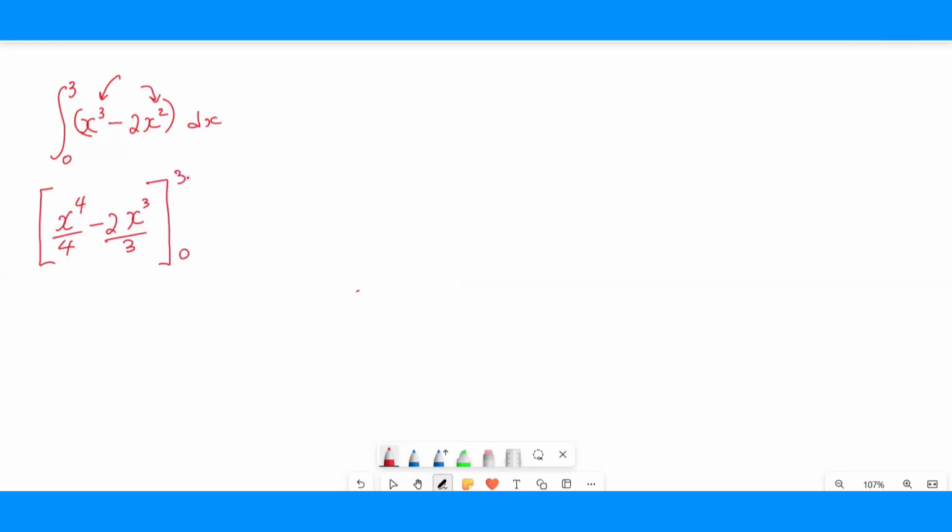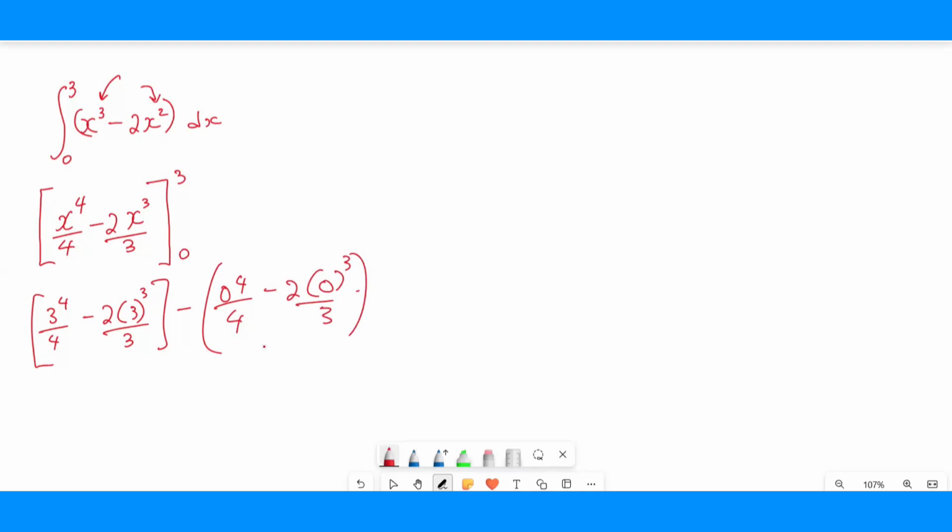We're going to substitute our upper limit. So we're going to have 3 raised to the fourth over 4 minus 2, then 3 raised to the third over 3. Subtract 0 raised to the fourth over 4, and then 2 times 0 raised to the third over 3. And then you could see this part will become 0. So this is actually 0 there.